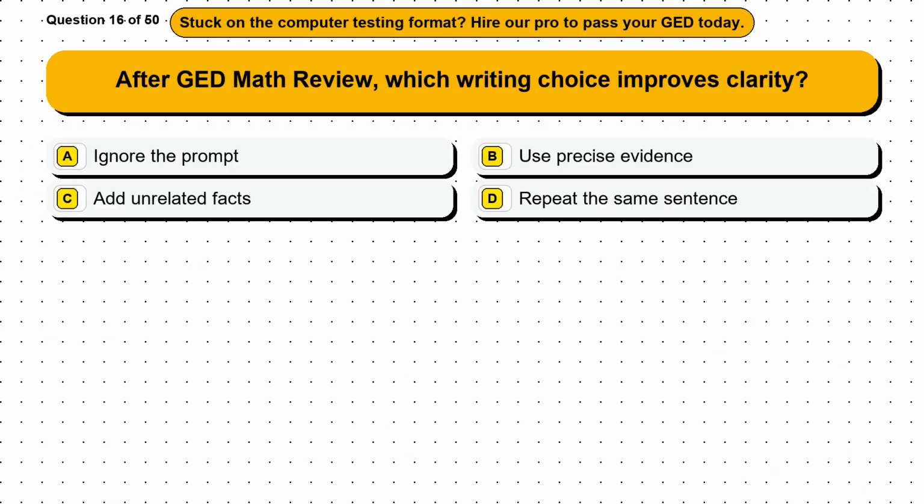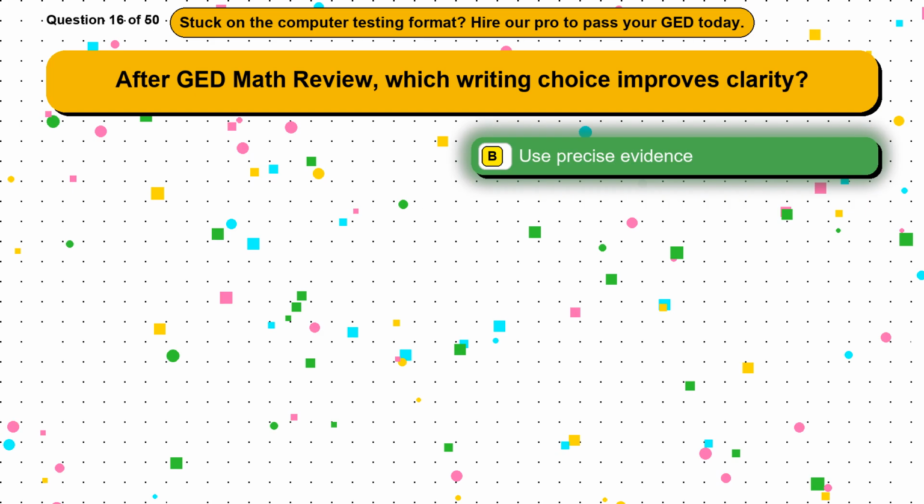Question 16. After GED Math review, which writing choice improves clarity? Option A, ignore the prompt. Option B, use precise evidence. Option C, add unrelated facts. Option D, repeat the same sentence. The correct answer is option B.